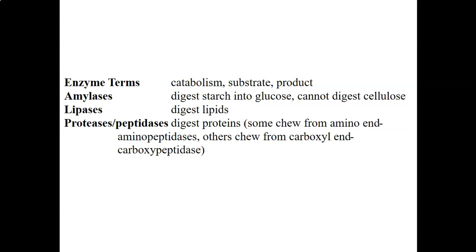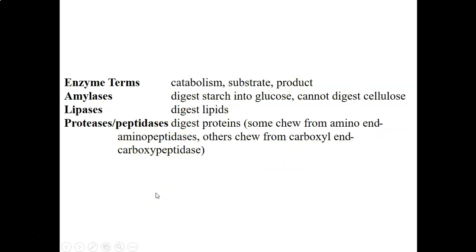So for example, I may say, digesting starch into glucose is an example of what specific type of metabolism, and you'd have to say catabolism. And I always think catabolism, you break down things, so it's catabolism. Or I might even ask it a different way and say, what is the name of the enzyme that digests starch into glucose? And that would be amylase. Or what's the name of the enzyme that chews proteins from the amino end? It would be aminopeptidase. So something like that, but only the terms that are in the study guide.